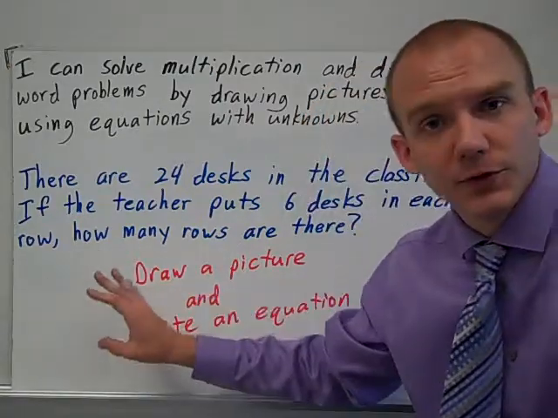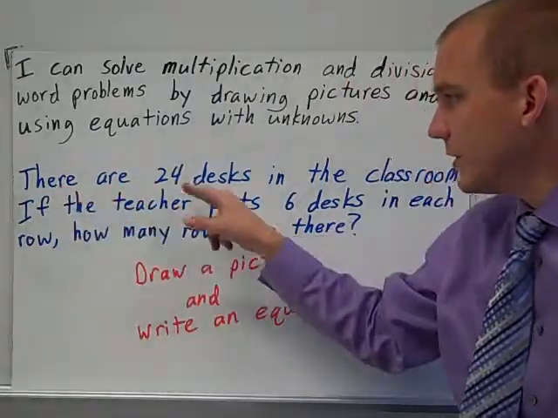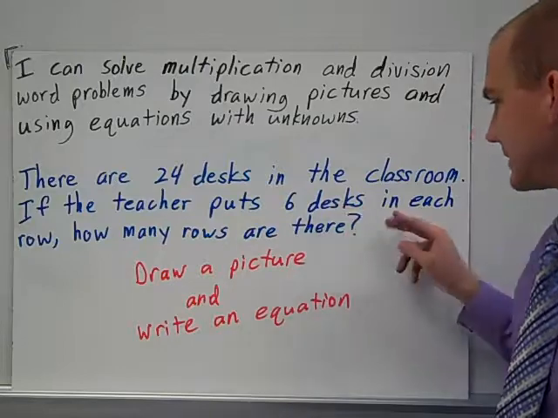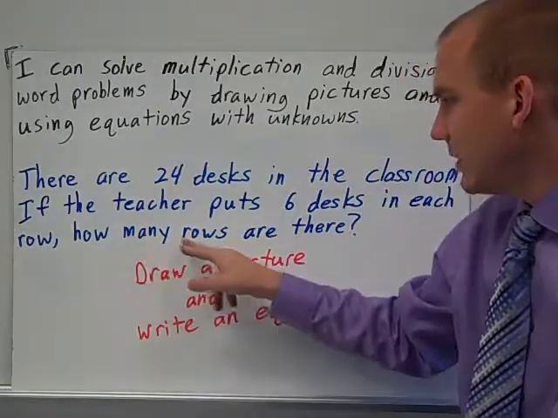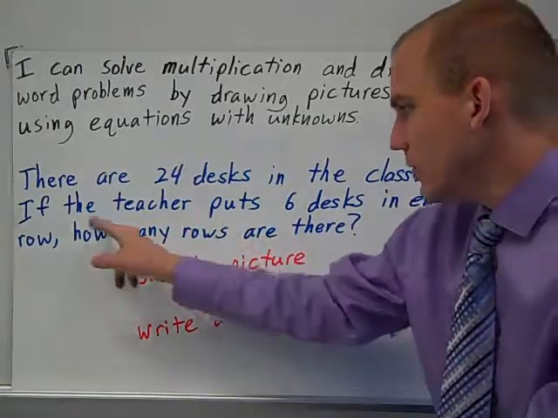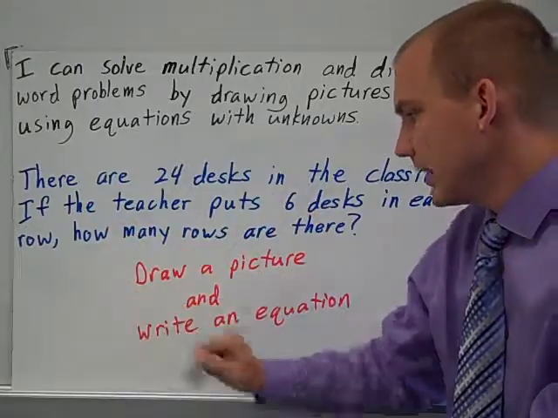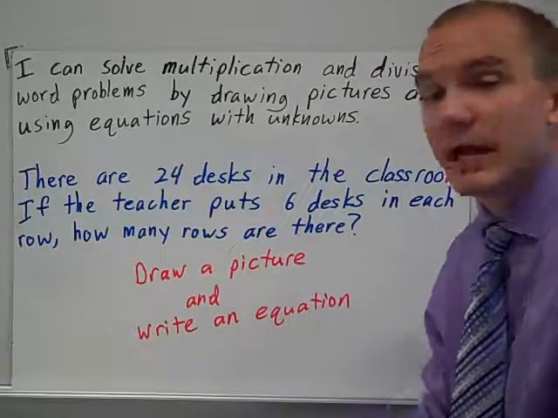Here's a problem for you to try on your own. There are 24 desks in the classroom. If the teacher puts 6 desks in each row, how many rows are there? So your unknown is going to represent this question. How many rows are there? Draw a picture and write an equation to answer this problem.